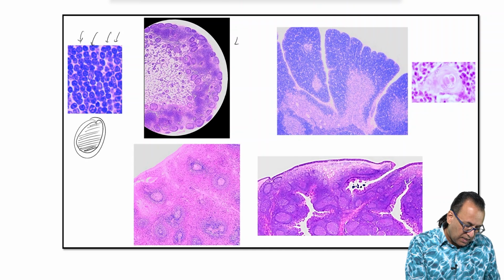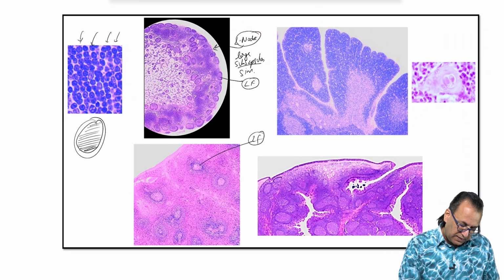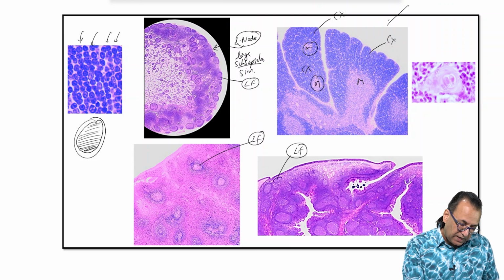Now, this is a lymph node. Why would you say it is a lymph node? First of all, lymph node will have a large subcapsular sinus. There is a capsule, and deep to that will be a large subcapsular sinus, plus these are the lymphoid follicles. If you don't see lymphoid follicles, and if you see cortex and medulla, this is the cortex and this is the medulla, then that is basically a thymus.